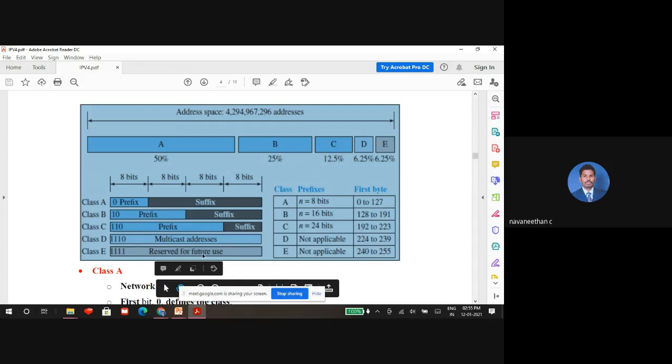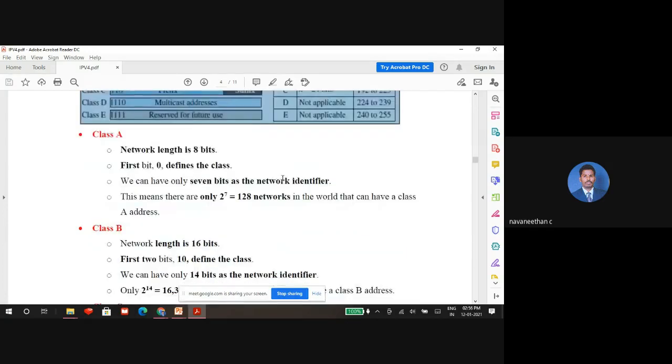This is the total space occupied by the different classes A, B, C, D, and E. 50% of addresses are held by Class A, 25% by Class B, again divided by 2 for Class C, again for D, and again for E. We are not using D and E. That's why we get these values. I think you have to remember this.